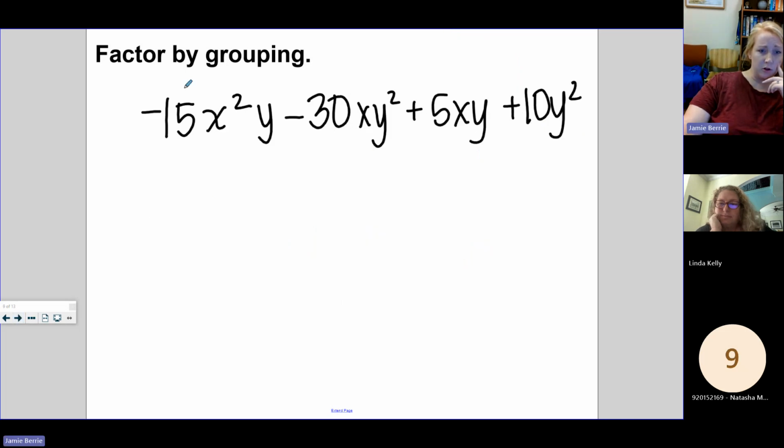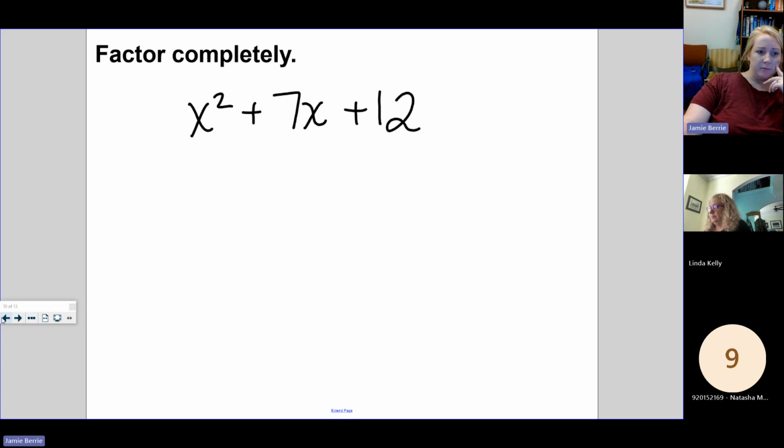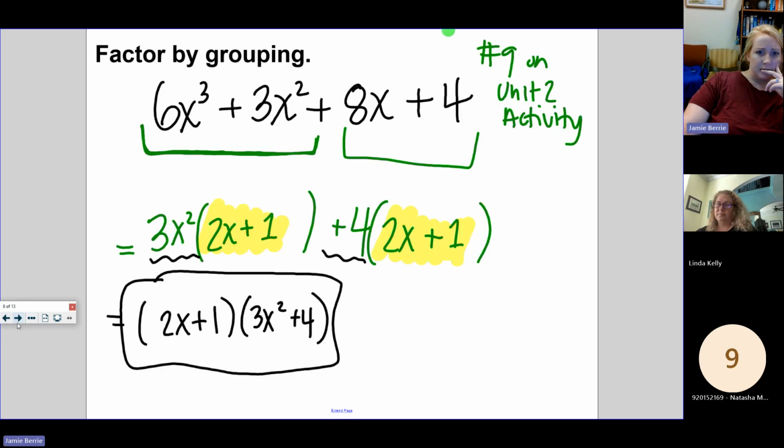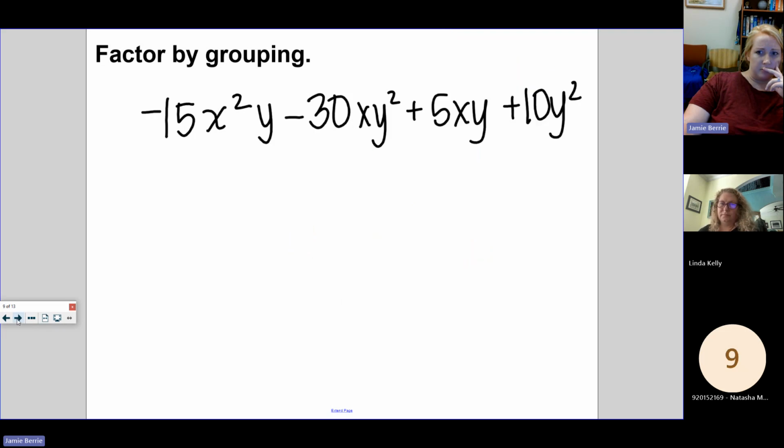All right, let's do one more. Factoring by grouping. All right, so this one, let me see. I don't think it's a lot more difficult than the last one. This is definitely harder than what you're going to see on the activity, if that makes you feel better.